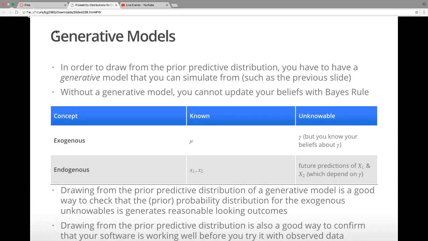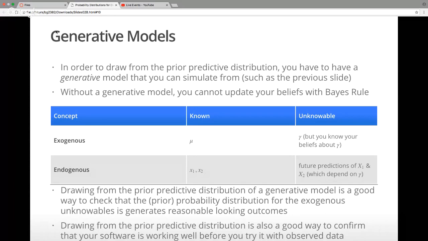And that happens all the time. Your first priors, you say, okay, I'll just try to do something simple. You draw from the prior predictive distribution and you get these predictions of the outcome that are like, that's impossible, and you go back to the drawing board.